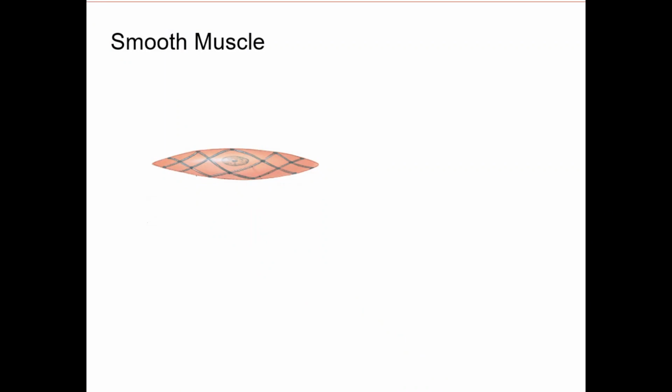Smooth muscle is given the name because it does not have sarcomeres like what we see with skeletal and cardiac muscle. Smooth muscle does have actin and myosin, but it does not have the regulatory proteins troponin and tropomyosin.